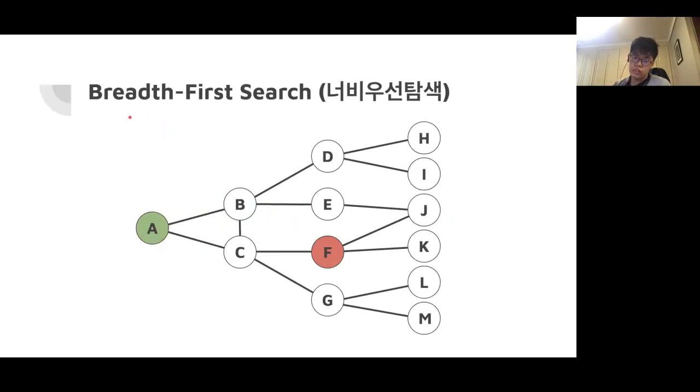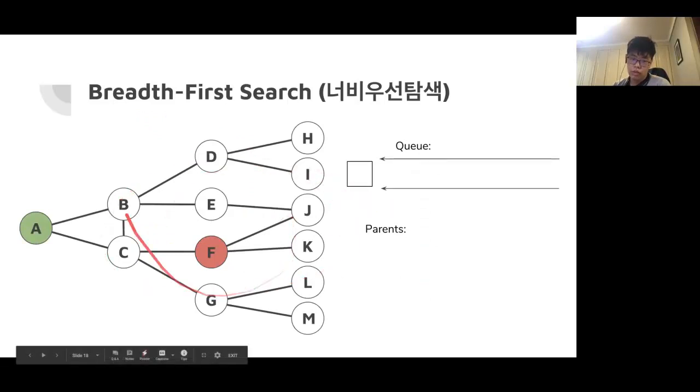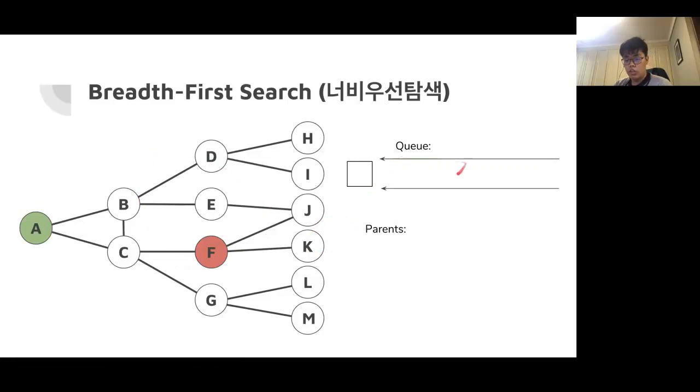So what BFS does is it kind of looks like this. We have a graph, and then we have a queue, and then we have something called parents. Just ignore what parents are for now. Don't look at this. Ignore this guy. We're going to talk about this later. We're going to look at the queue.